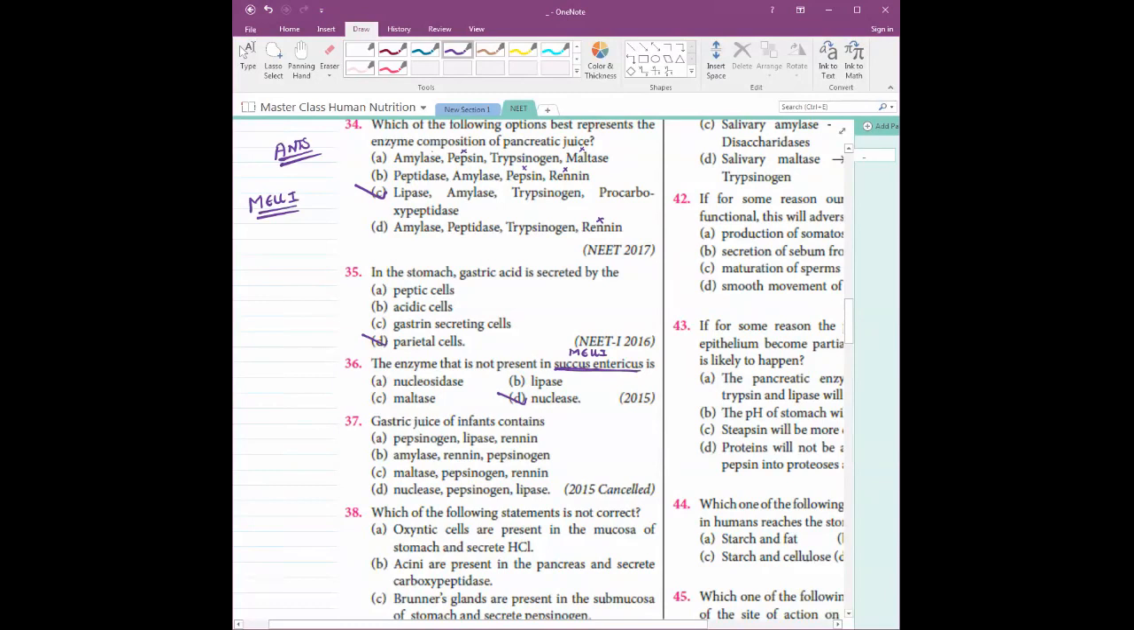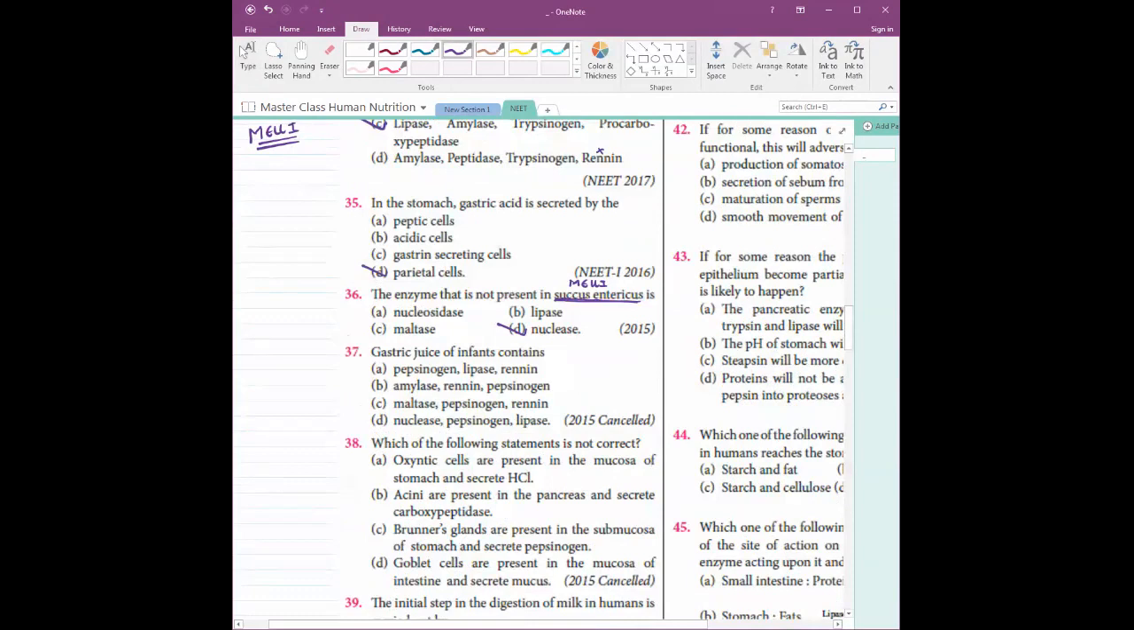Nucleosidase, is that present? No. Nuclease, is that present? No. The answer can be both nucleosidase or nuclease. But first we'll go for nuclease. Actually, both the answers are going to be right, A and D. Okay, is everybody all right with this, guys? If you want, you can go with nucleosidases also. Even this is not going to be present in succus entericus.